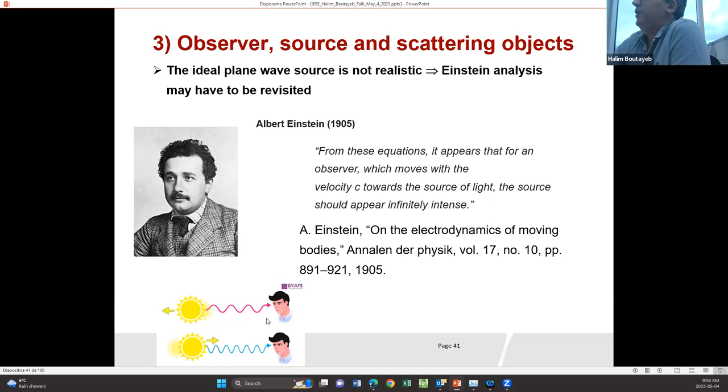The moving source doesn't change intensity, it changes only the frequency. And in FDTD, this is what we get exactly if we consider the source matched to free space. We don't see an increase of the intensity. We see a change of the frequency. And this is why we think that the analysis done by Einstein should be revisited by considering a realistic source and matched source.